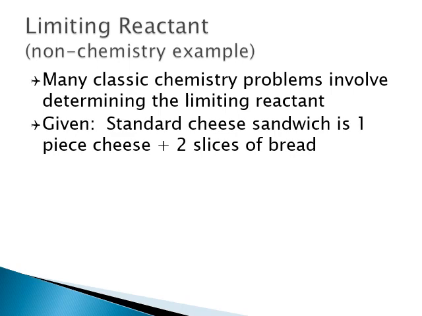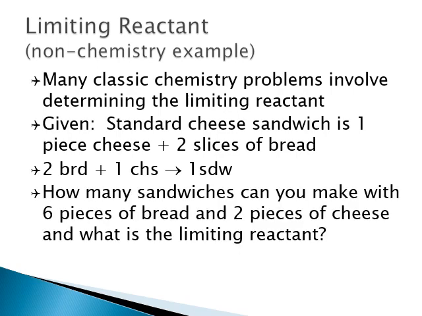So let's pretend we're given that a cheese sandwich is 1 piece of cheese and 2 slices of bread. There's our chemical reaction for our cheese sandwich. So how many sandwiches can you make with 6 pieces of bread and 2 pieces of cheese? And what is the limiting reactant?